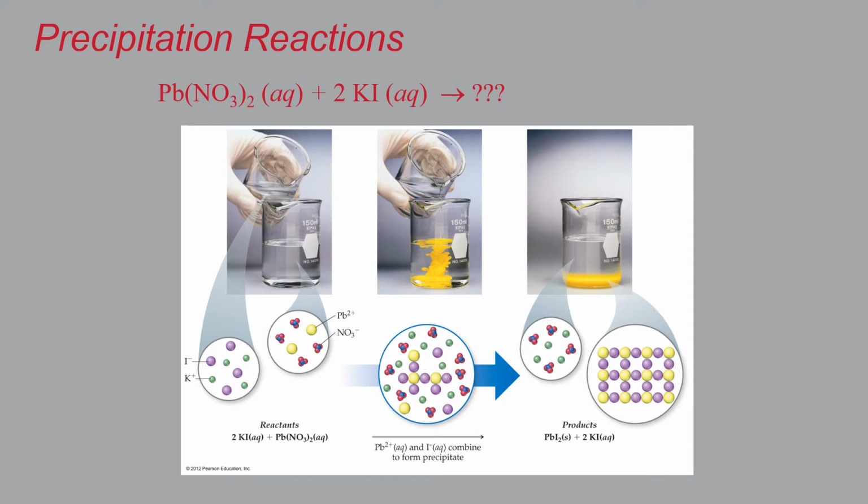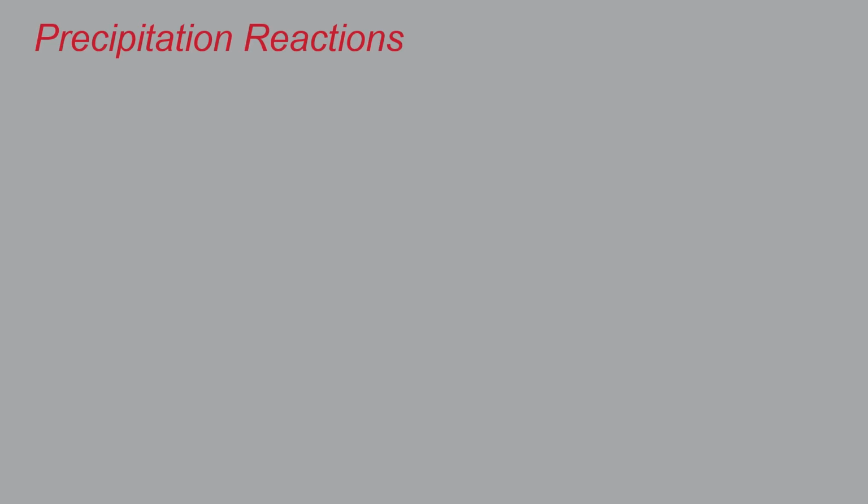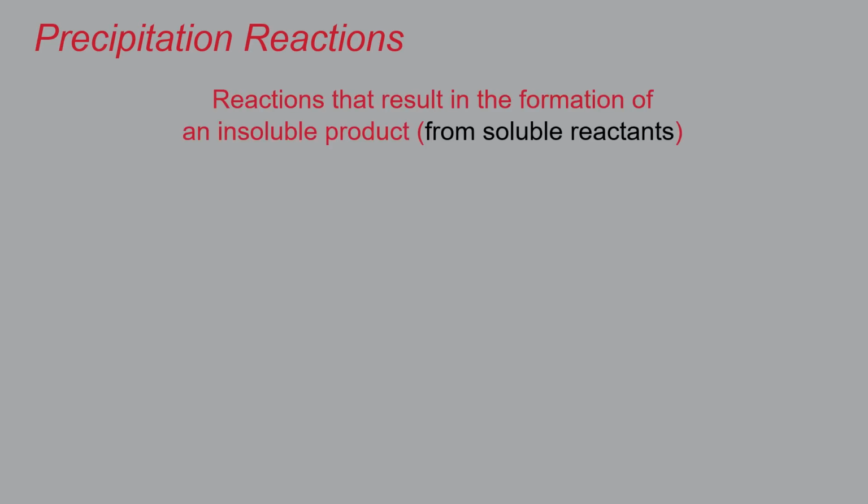So first order of business is to define a precipitation reaction. So here we go. These are reactions that result in the formation of an insoluble product, so something that doesn't dissolve in water, from things that did, from soluble reactants. So both of those criteria need to be met. An insoluble product and soluble reactants.